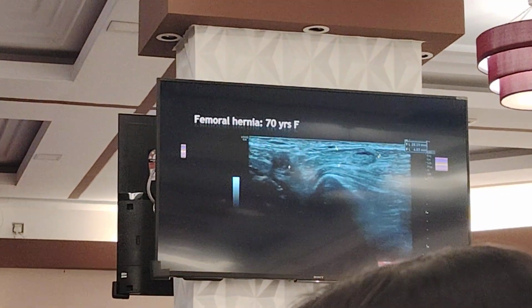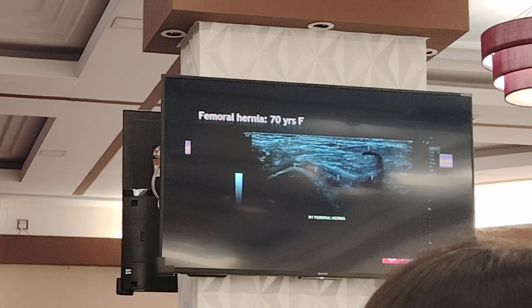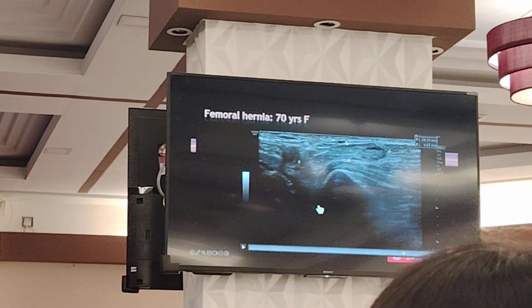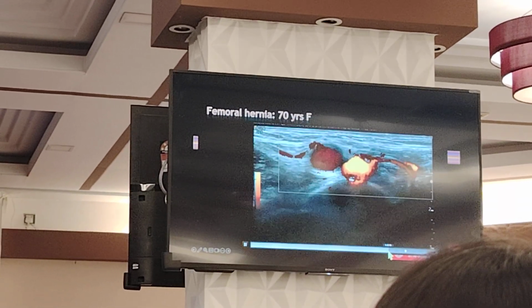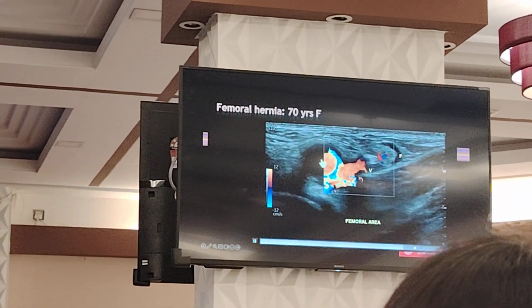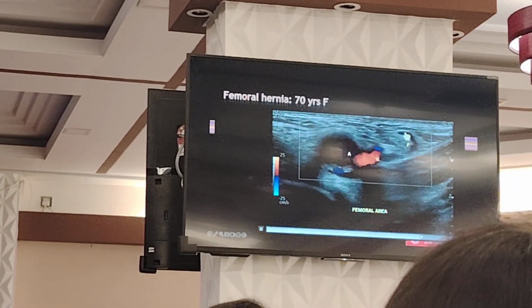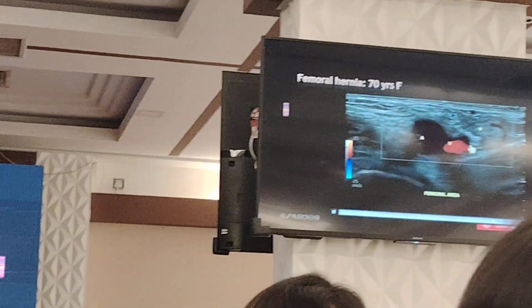This was one case of femoral hernia. I will show a 70-year-old female. I will move it forward to know the location. This is the femoral artery, this is the femoral vein, and this is the femoral hernia. Here we see fluid as well as part of the bowel.